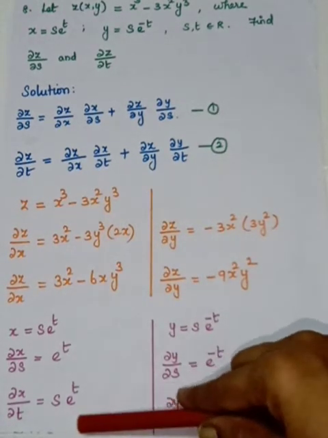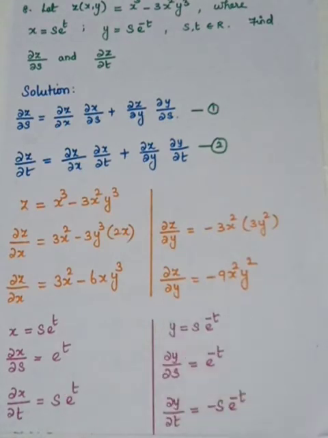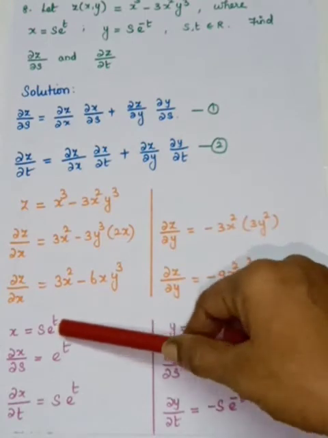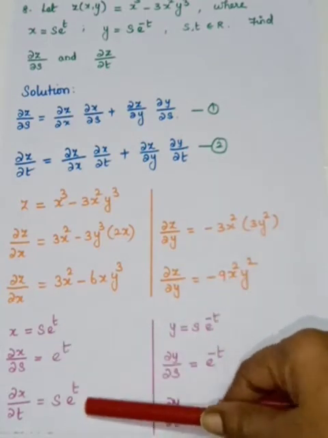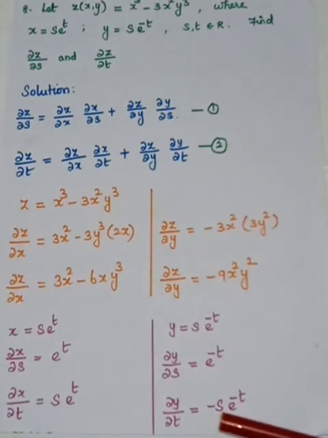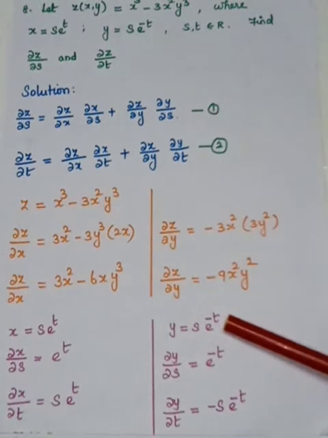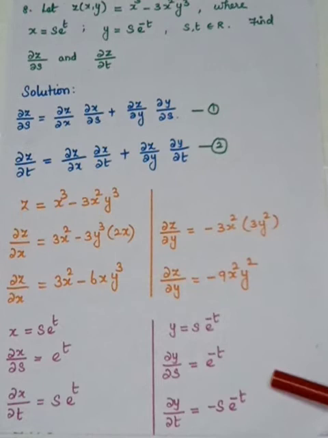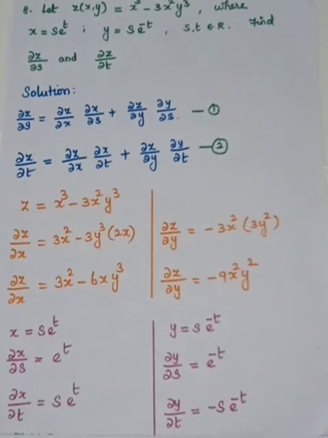Now we are going for t. So x has to be differentiated partially with respect to t, which means s is a constant. So that constant is written out. The remaining is e power t. The differentiation of e power t with respect to t is e power t. Come to here. S is a constant, so it is written out. And e power minus t, the differentiation is e power minus t, and the power has to be differentiated. So the differentiation of minus t with respect to t is minus 1. That minus 1 we have written in the front.